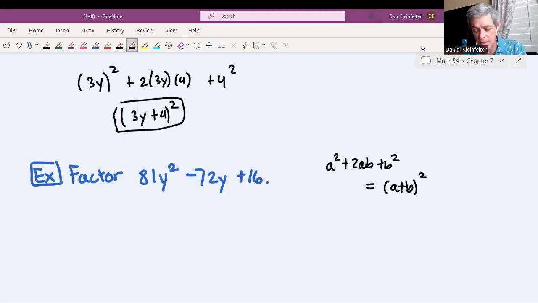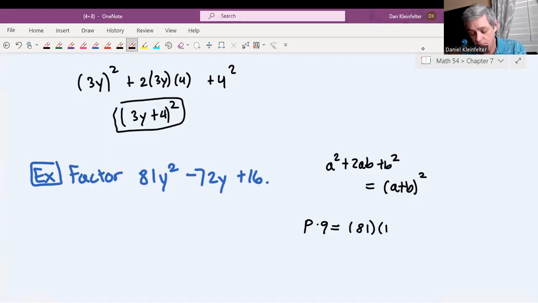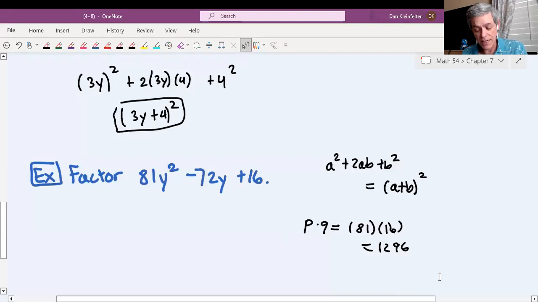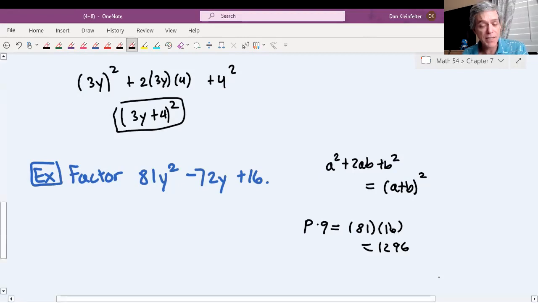The other thing that would suggest this to us is that if we tried this using another method, like trial and error or the PQ method, I would need to find two numbers that multiply to be the same thing as 81 times 16, which is 1,296, and add up to negative 72. Sorry, Zoom crashed again. So what I was saying was that if we're trying to do this using the other method, find two numbers that multiply to be 1,296 but add up to 72, that's too hard, really. So there must be another way. That other way is this perfect square trinomial formula.